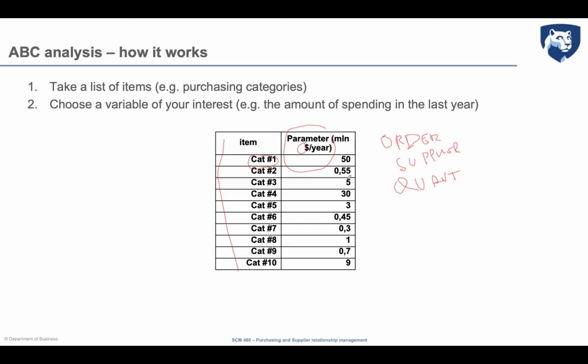And here you have the list of values. For example, for category 1, we have spent $50 million last year. For category 5, we have spent $3 million. So for each category, we have associated the value of spending of last year. Step 2: choose a variable of your interest and associate the variable to each of the items that you are considering in your analysis.